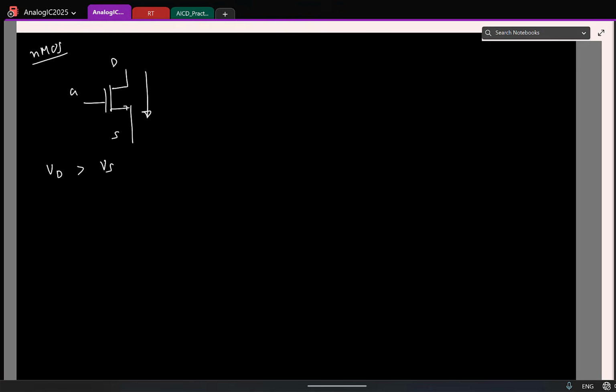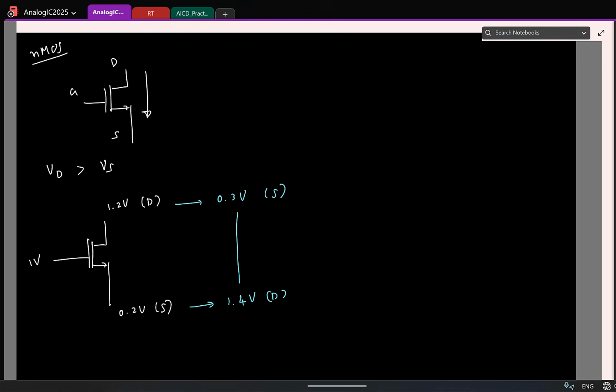Let us say I have an NMOS transistor. Let's say this is at 1 volt, for example. This is at 1.2 volts. So this is the higher terminal, so this will now be the drain, and this will be the source. Now let us say during the operation, the voltages change, and this becomes 0.3 volt, and this becomes 1.4 volt or something. Then what will happen? Yeah, this becomes the drain, because fundamentally current flows from a higher potential to a lower potential.